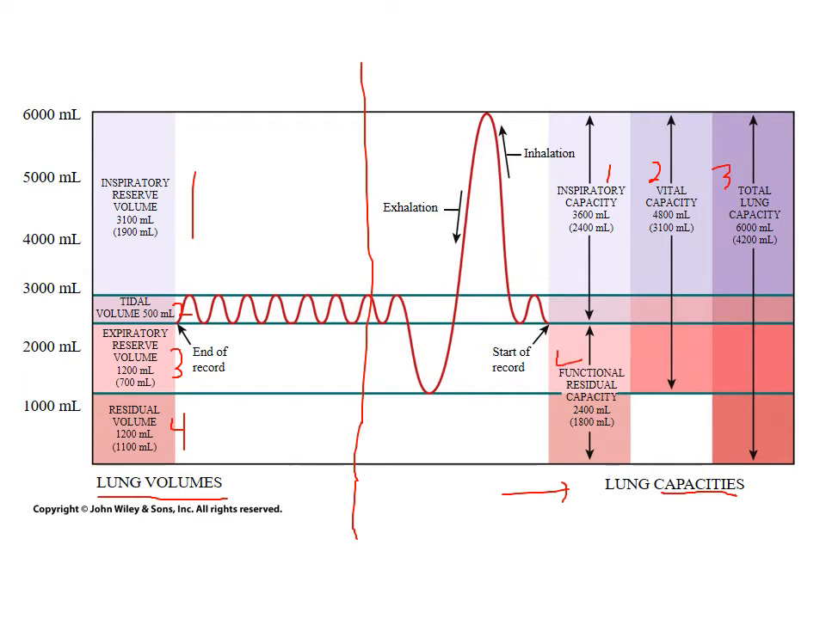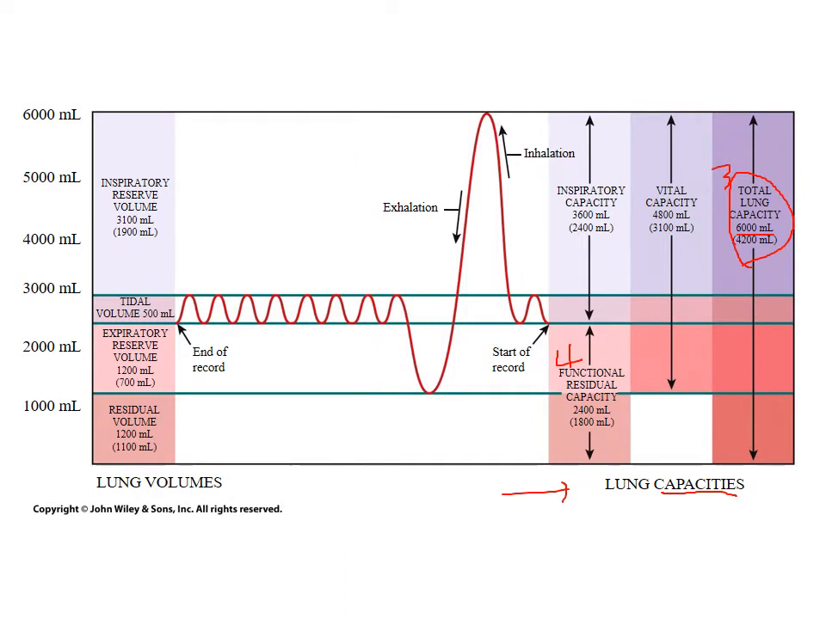Now, the only ones I'm going to want you to know the actual numbers on are, I want you to know this one, which is called tidal volume, and we'll look at that in a second. And then I also want you to know total lung capacity. Total lung capacity is 6,000 milliliters, like we had said earlier. Tidal volume is going to be 500 milliliters. Now let me erase my scribble here and start off on explaining what each of these are.